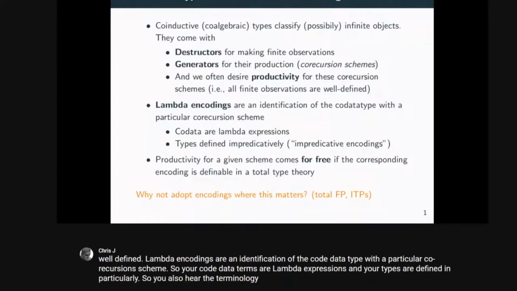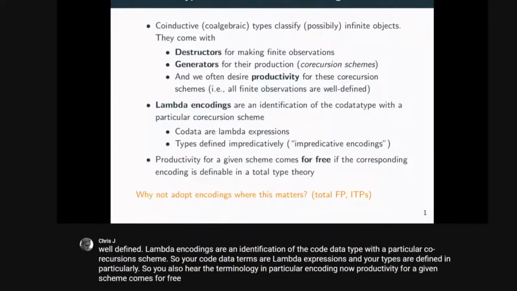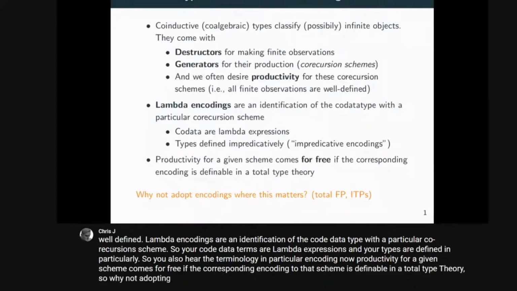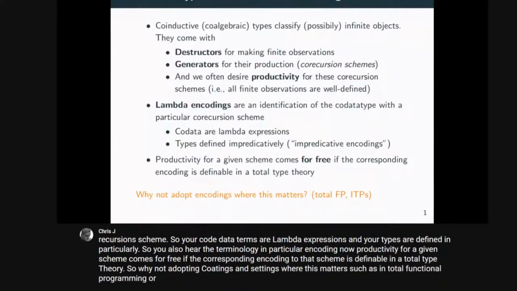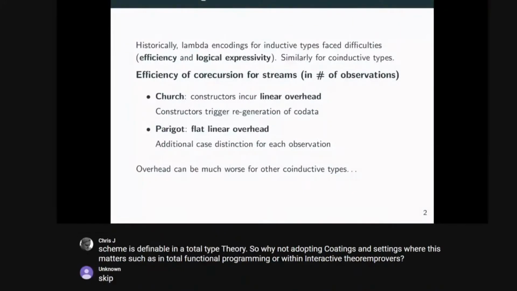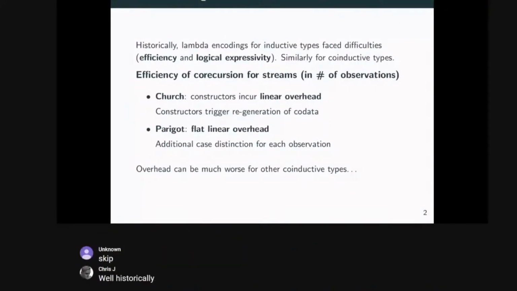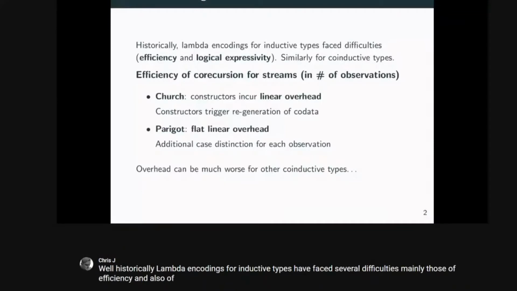Now, productivity for a given scheme comes for free if the corresponding encoding to that scheme is definable in a total type theory. So why not adopt encodings in settings where this matters, such as in total functional programming or within interactive theorem provers? Historically, lambda encodings for inductive types have faced several difficulties, namely those of efficiency and also of logical expressivity, and there's a similar account for the encodings of coinductive types as well.